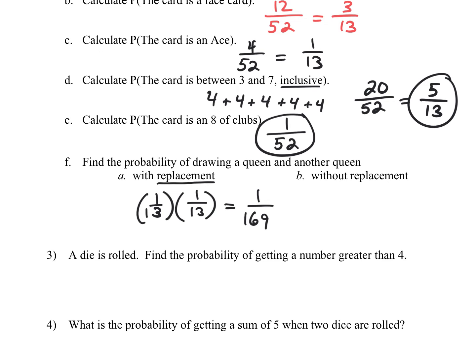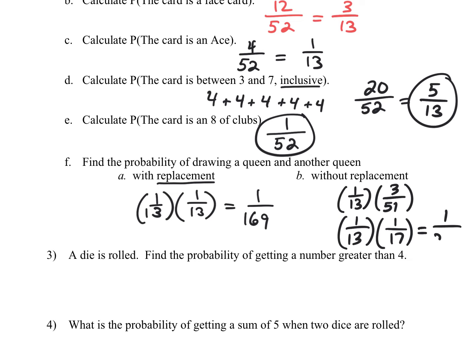Now, without replacement means I'm going to pull a queen out of the deck, whose probability will be 1 out of 13. And then I keep that card out of the deck. The odds have changed. I only have 3 queens in the deck remaining out of a total of 51 cards. Well, that fraction is simplifiable. We can multiply 1/13 times 1/17 for a true probability of 1 out of 221.